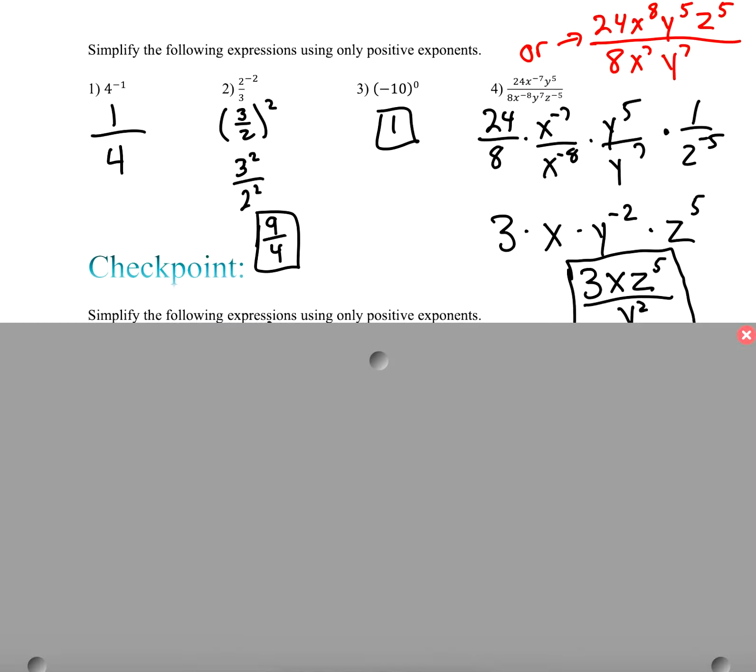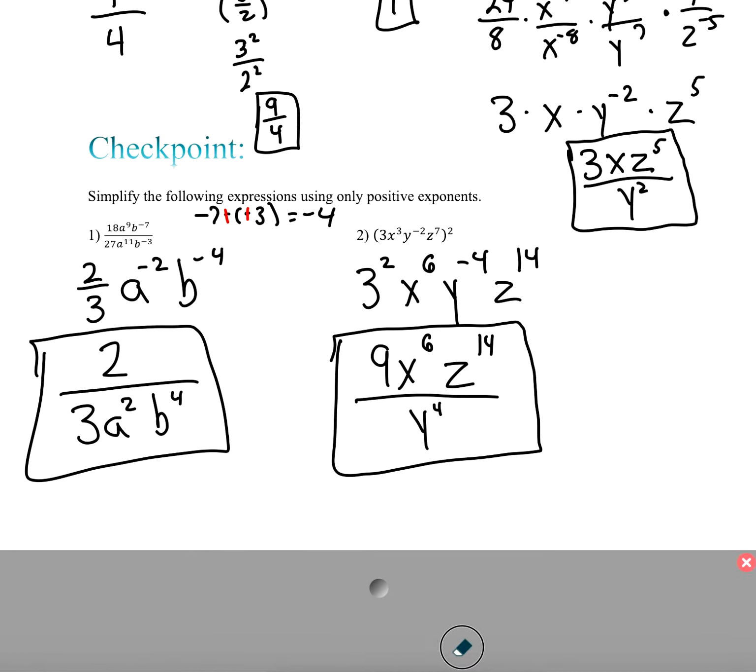Here are the answers to 1 and 2. So 18 divided by 27 simplifies to 2 over 3. A to the 9th divided by A to the 11th, 9 minus 11 is negative 2. And then negative 7 minus a negative 3. I show the work up there because it's subtracting negatives. That can get tricky. Give you B to the negative 4th. And then the A and the B, because they are raised to a negative exponent, go into the denominator. So that's why it's 2 over 3a squared b to the 4th.